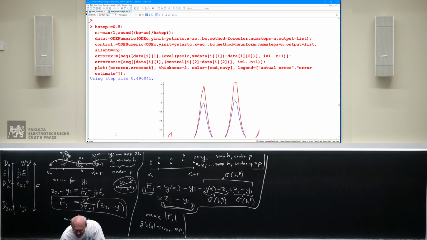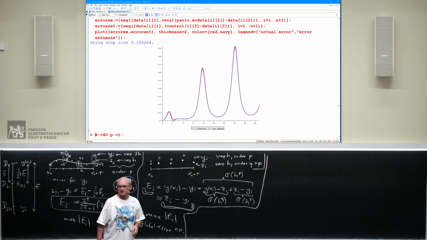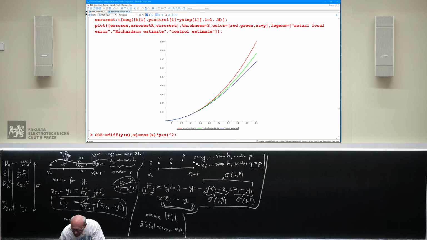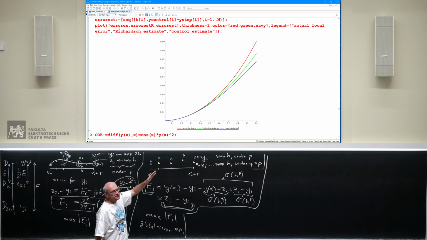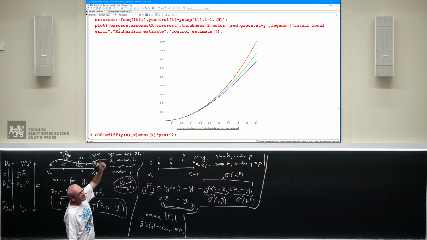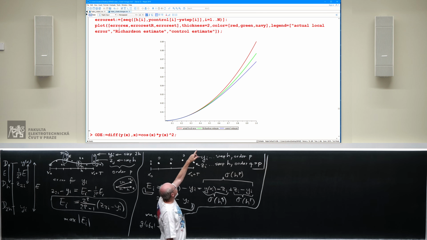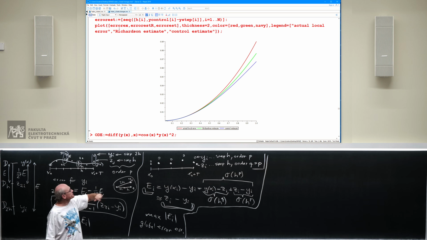And if we go down with the step size to 0.1, we are getting almost a match, which is something that the Richardson didn't quite do. So this is very nice. Let's have a look at the local performance. Here, the red curve is the local error for different step sizes h at a specific place of that solution. The green curve is the Richardson estimate, and the blue curve is the control method estimate.